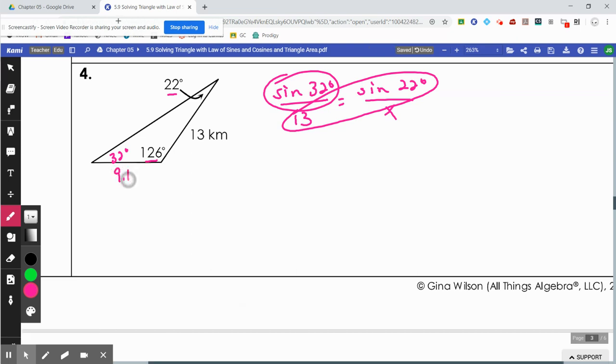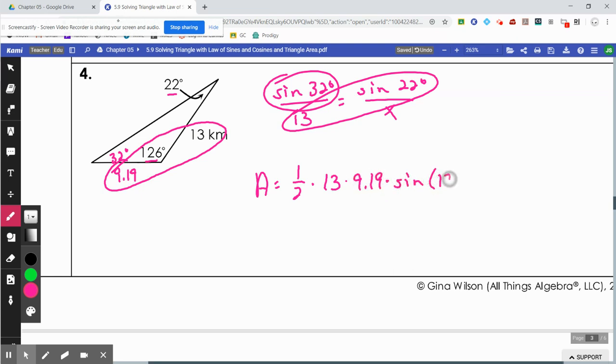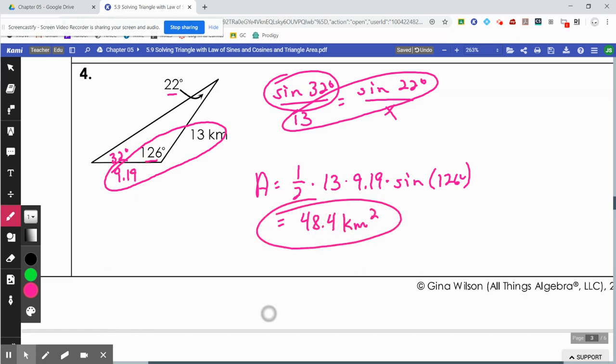And let me replace that right here. Now you have, again, your side-angle-side relationship. So the area is equal to 1/2 times 13 times 9.19 times the sine of the included angle, which is 126. Type all of that in, and you get an area of about 48.4, and that'll be in square kilometers.